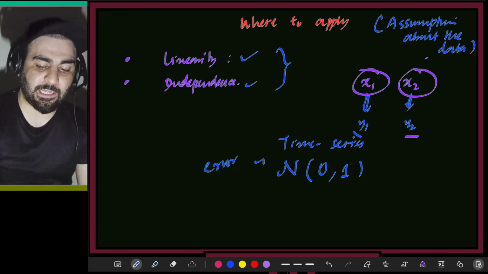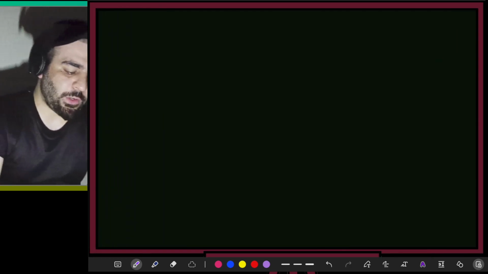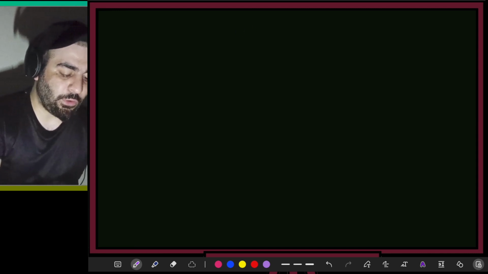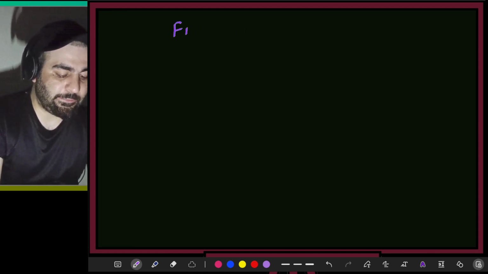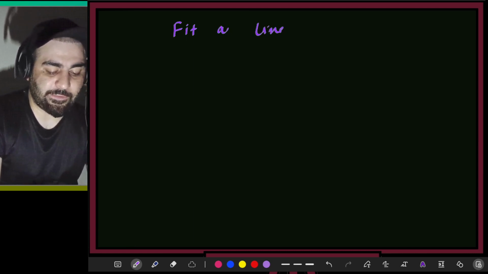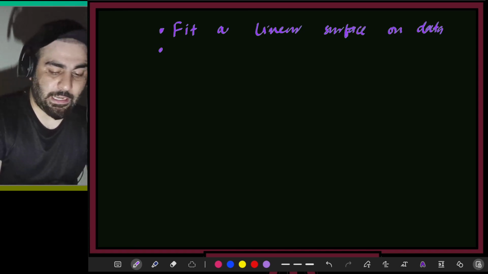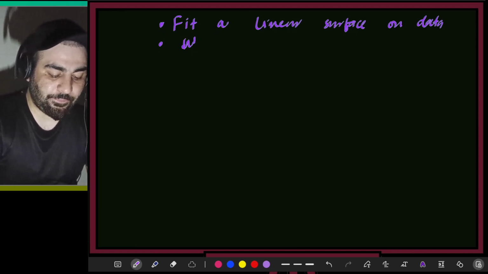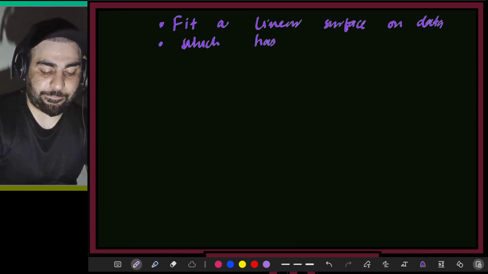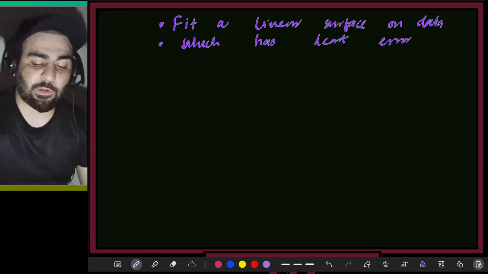So now the thing is, we also somehow saw the error. So what we saw is we have to fit a linear surface on data. And the second point is to fit a linear surface which has the least error. Now we quantified the error.